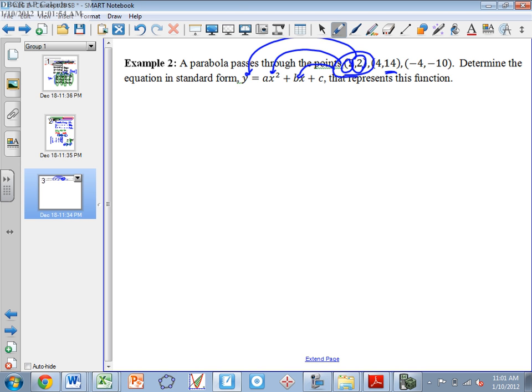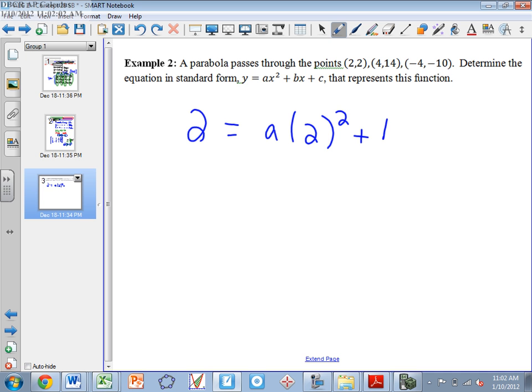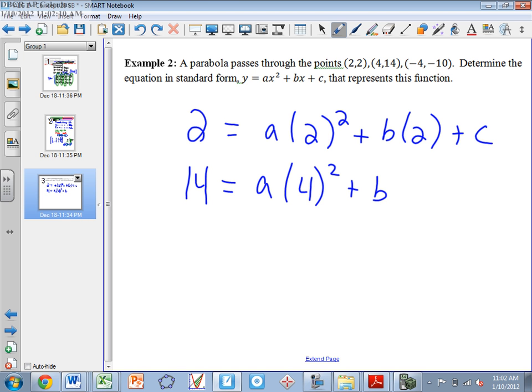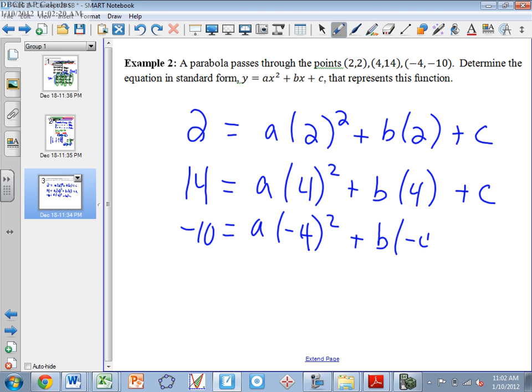So again, if I do this, plug in the 2 for Y and the 2 for the X's. Plug in the 14 for Y and the 4 for the X's. Pull in focus, please. Plug in the negative 10 for the Y and the negative 4 for the X's. And take a look. Doesn't it look quite familiar to what we've been doing the whole time? Yeah. So we have 3 variables, A, B, and C. I need to simplify, though, and it's backwards. So I can move all those numbers over here. It doesn't make a difference.